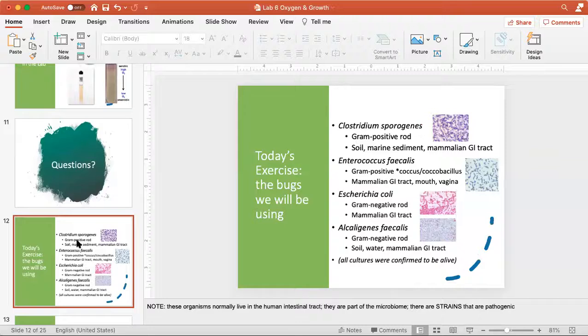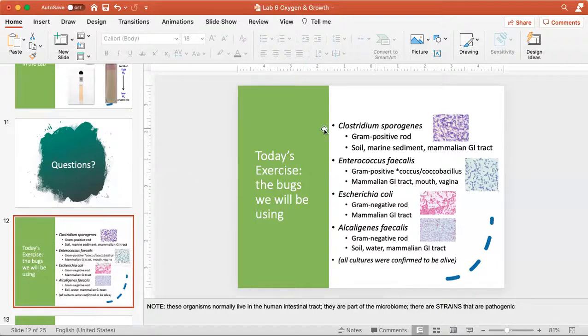All right. So here's our experiment. We're going to look at 4 different organisms and we're going to try to figure out which oxygen category they belong to based on the pattern that they grow in a thioglycolate tube. Remember, we can look at that pattern of growth and we can assign them to an oxygen category.